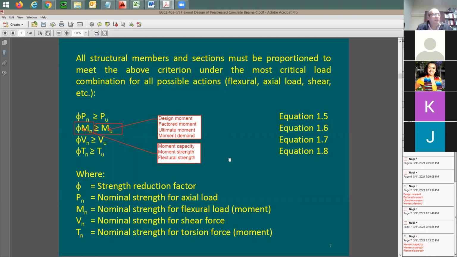You want to be sure that you have enough capacity, more than the demand. And usually you don't have the capacity to start with. To start with, you're going to have the demand, and then you need to pick a section for the member, whether it's a double T or a beam. Then after you pick the section, you pick the number of strands that you put in there, then you figure out the phi Mn, and then you compare it with M sub U. These are the standard steps.